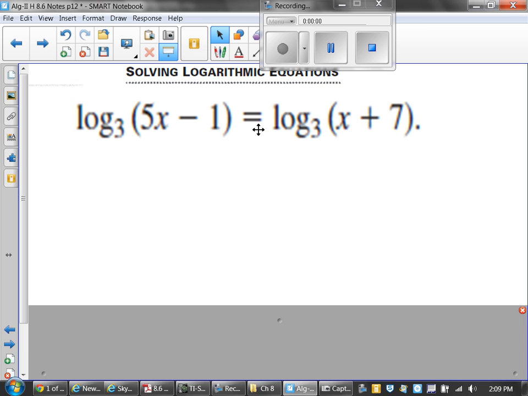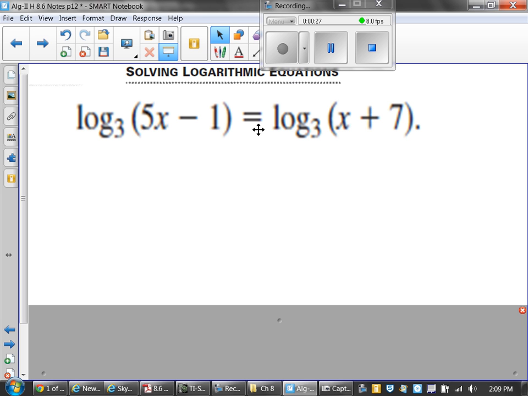I have log base 3 of 5x minus 1 equals log base 3 of x plus 7. Now, if you were a betting person, what do you think you would do to solve this? You're not dividing by log here. 5x minus 1 is... get rid of the log sign. 5x minus 1 equals... What happens?